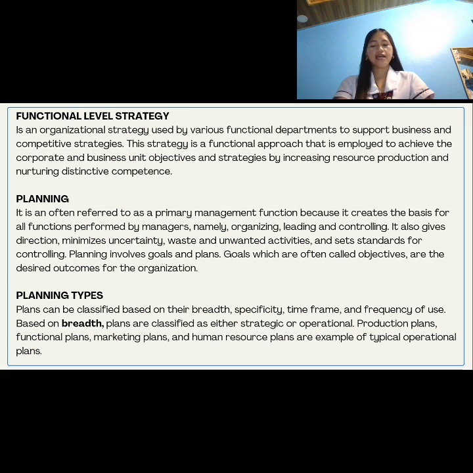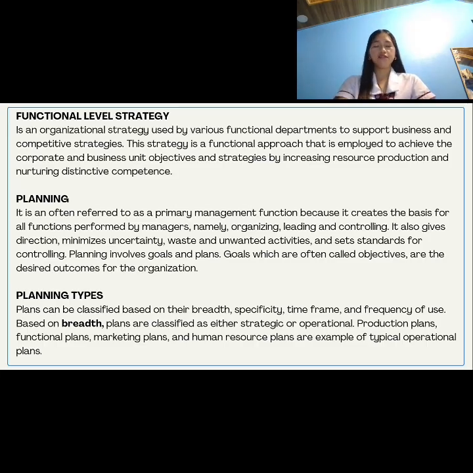So planning. Planning is often referred to as primary management function because it creates the basis for all functions performed by managers, namely organizing, leading, and controlling. So it involves goals, which are the desired outcomes, and plans are the steps to achieve those goals. It helps the company set direction, reduce uncertainty and waste, and establish standards for evaluating performance.